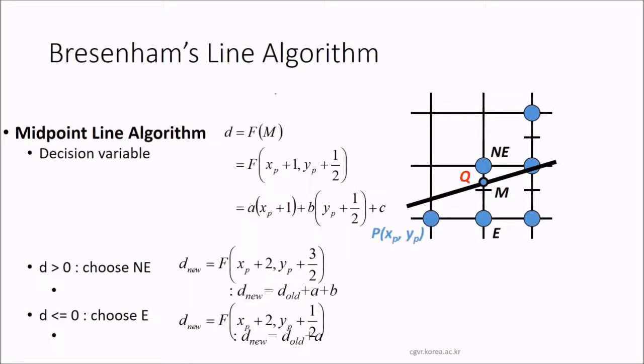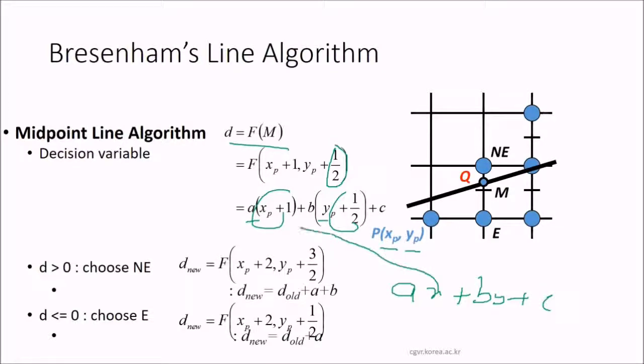Now we come to Bresenham's line algorithm, where we use the midpoint line algorithm. D is equal to F(M), the decision variable. If a point P is (xp, yp), the decision variable would be f(xp+1, yp+1/2), right? Since the line is ax plus by plus c, x can be represented as xp plus 1, y as yp plus half, and c is of course c. If d is greater than 0, we choose the northeast. If d is less than or equal to 0, then we choose the east, right?